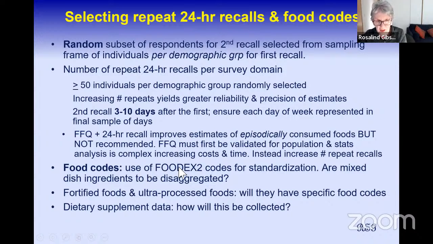Now, in terms of your food coding, you have to make decisions about whether you're going to be adopting the FAO Food X2 codes for standardization, and whether your ingredients in your mixed dishes are going to be disaggregated. Are you going to have special food codes for fortified foods and ultra-processed foods so that you can calculate quickly the nutrient from fortified foods and ultra-processed foods or snack foods? And then finally, you have to make a decision about your dietary supplement data.